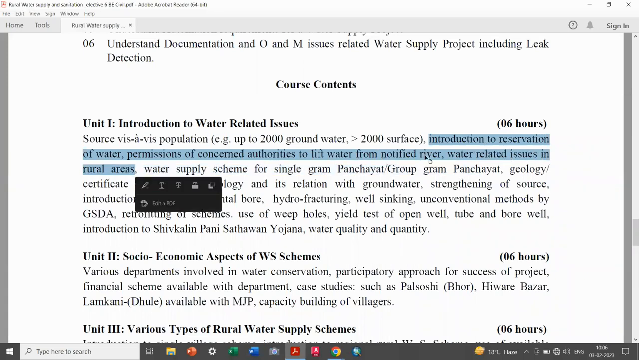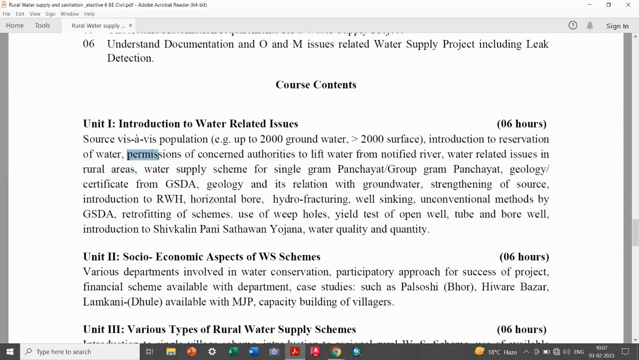Okay, so reservation of water means what? In any reservoir or water body, a particular amount of water is reserved for drinking purposes. If you are using it for irrigation, then up to a certain limit they will allow you to lift the water, but at the end a particular amount of water will be reserved for drinking, because our priority is drinking water supply first, providing water to the population, and afterwards if water is more, we can provide it for irrigation.